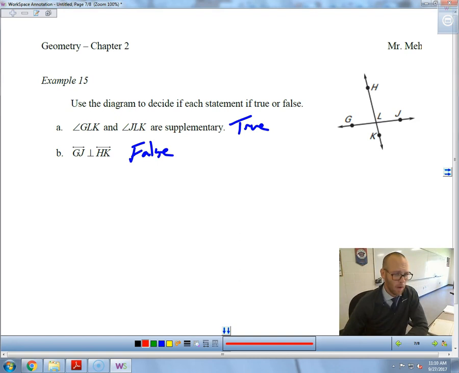So that wraps up our conversation. We've spent the last couple days looking at if-then statements, converse, inverse, contrapositive. We now know how to write a good definition using a biconditional. We know how to test things against definitions to see if it really is true or if it's false.